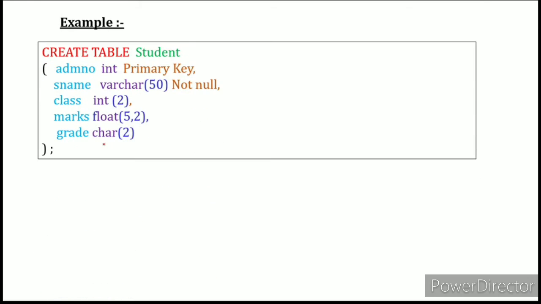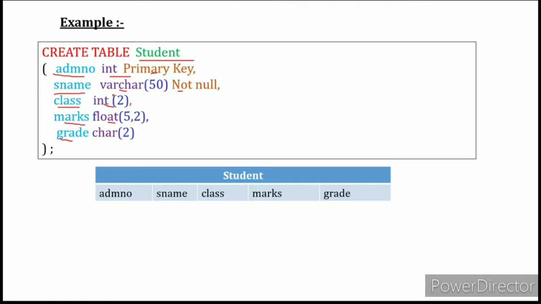This is an example to create a student table with the following information. This is the admission number, name of the student, class, marks and grade. All are user defined names, and here the student table name is also a user defined name. These are the data types which are available in MySQL, and these are the constraints which are implemented on the admission number and name of the student respectively. Now this is the structure of the table.